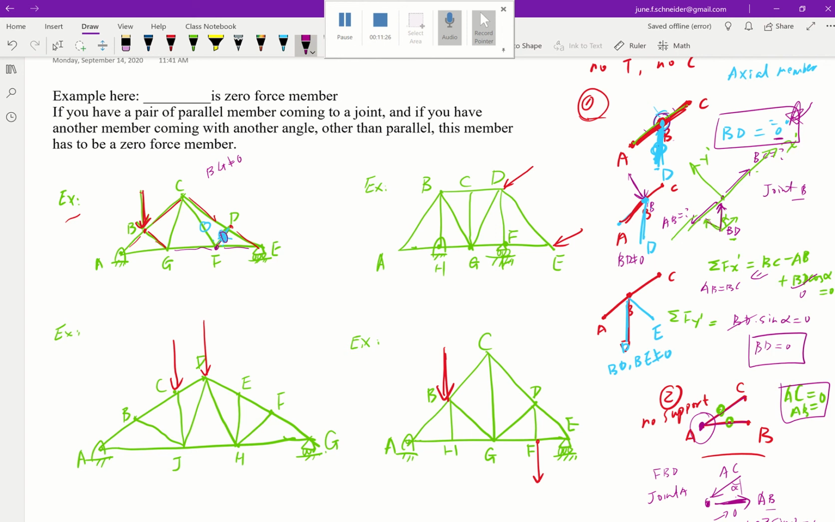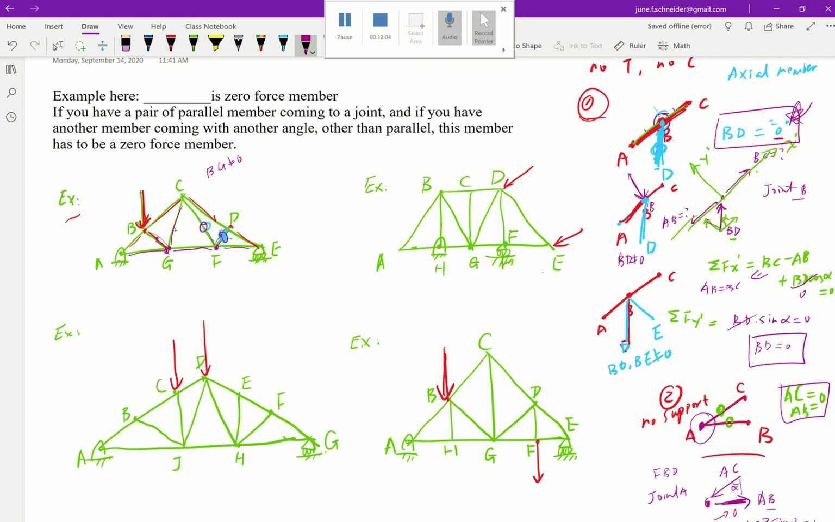So for this example, we have DF and CF, both are zero force members. Then any others? You might say, how about CG? Is CG one? AG and GF are connected at G, that's our pin. However, BG and CG both come to the joint G, and BG is not a zero force member, so CG will not be a zero force member. Okay, so for this example, you got CF and DF. Hopefully you're having fun. Now let's look at this example.